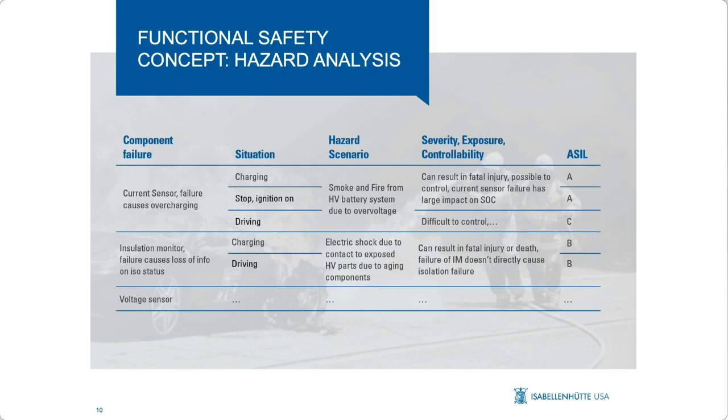A possible evaluation of severity, exposure, and controllability could be that this can result in fatal injury. It's possible to control during the situations of charging and stop. A current sensor failure has a large impact on the state of charge as well. While the vehicle is moving, this whole situation is also difficult to control. The resulting ASIL level evaluation will be ASIL level A for the situations charging and stop, and ASIL level C for the situation driving.